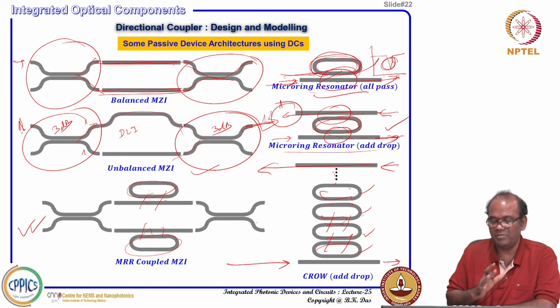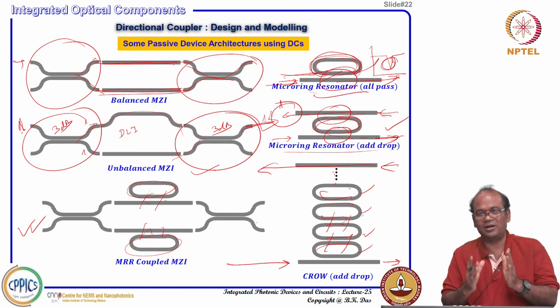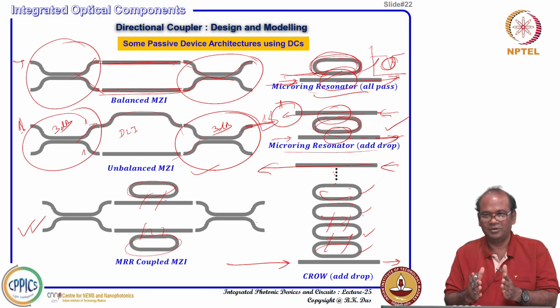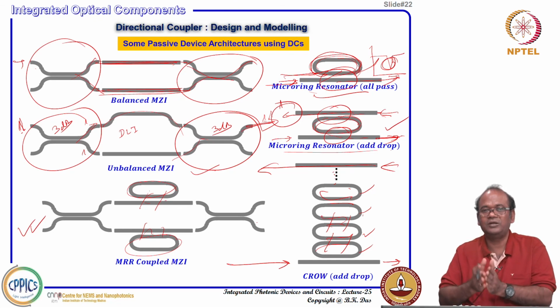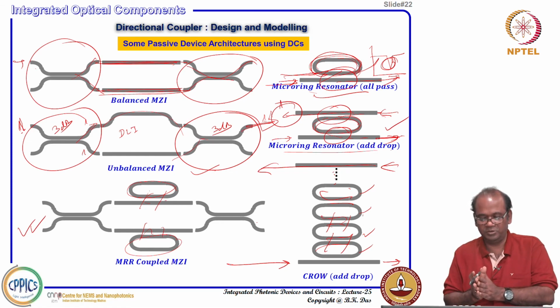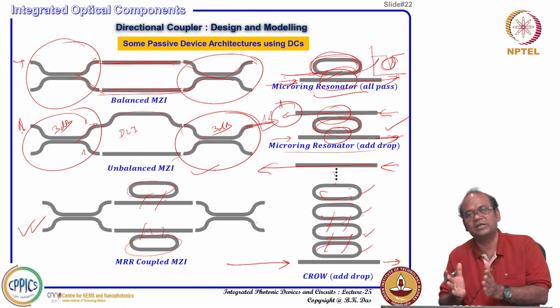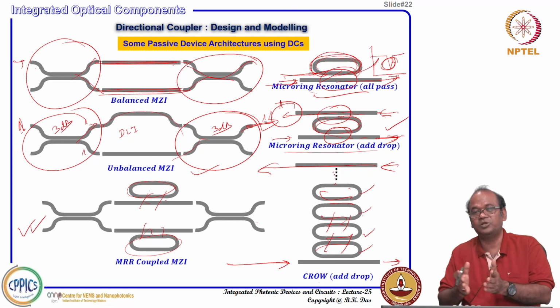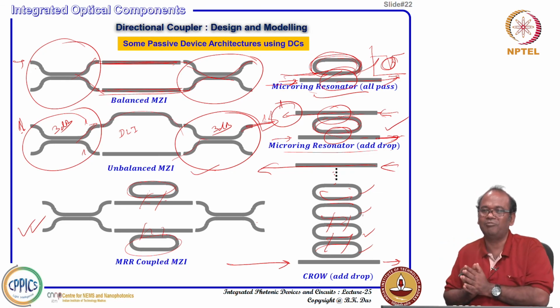So, what I mean to say is that the directional coupler design itself can be considered one of the major building blocks. Okay. You use this directional coupler to build different types of passive structures, and in future, in course of time, you can also make them active, so that you can make active devices like modulators, switches, reconfigurable filters, etc. Okay.